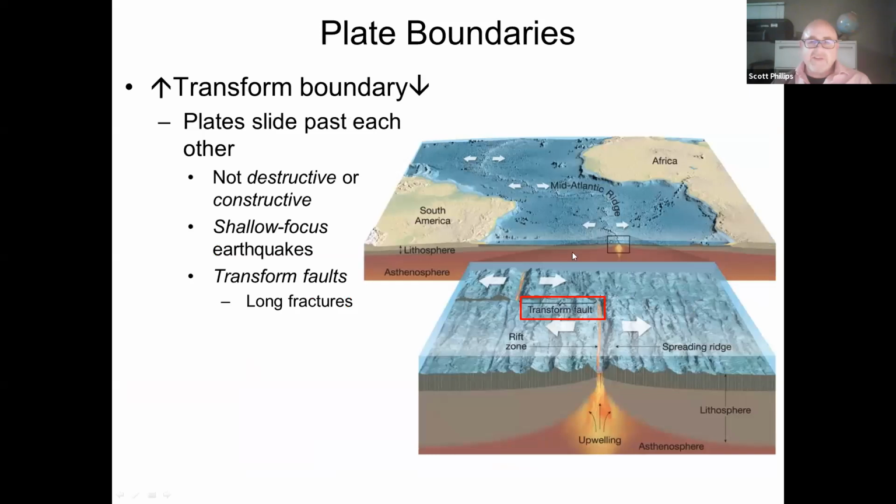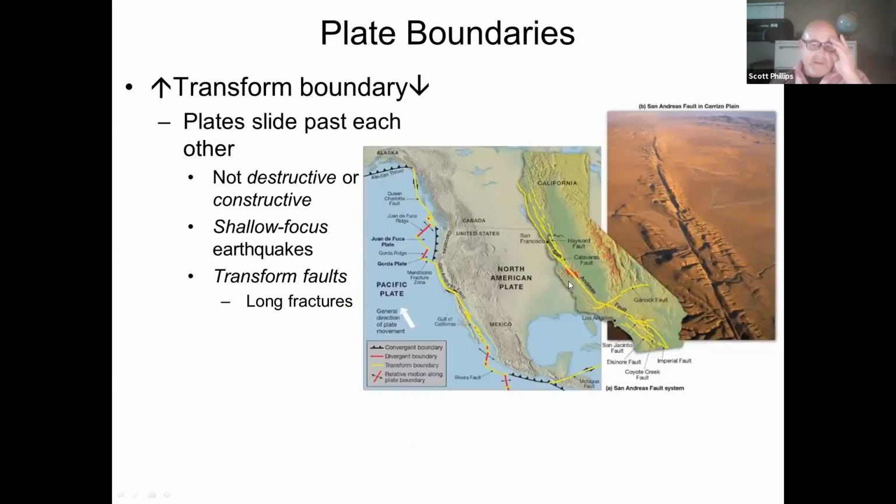And lastly, transform boundaries are where one thing is sliding past the other. And the best example of a transform boundary perhaps in the world is in California along our San Andreas Fault.